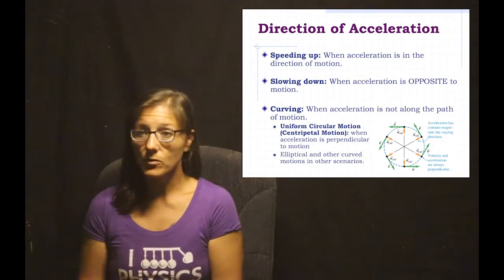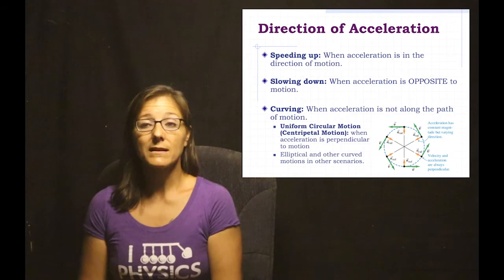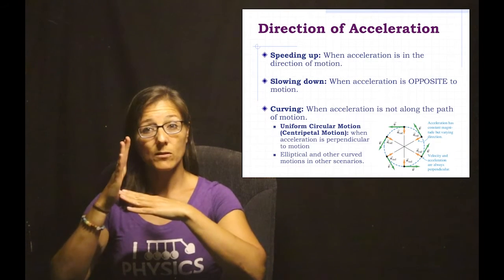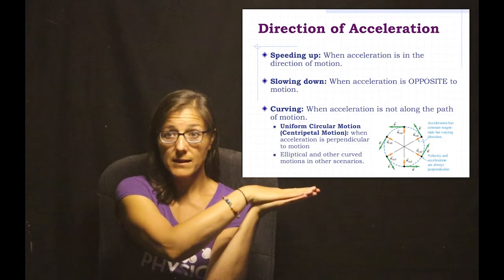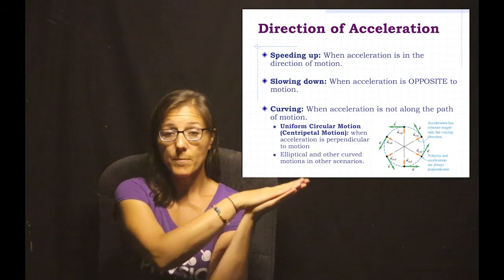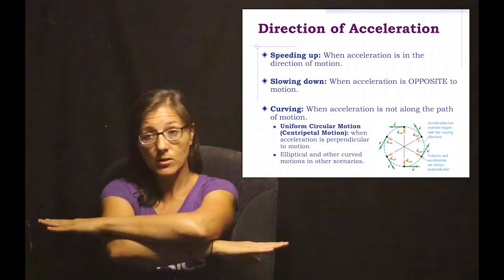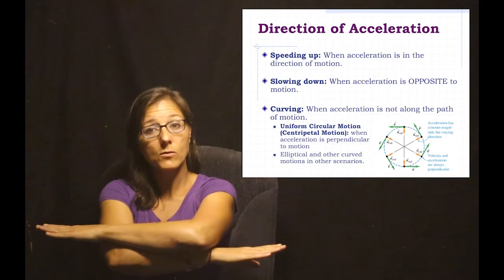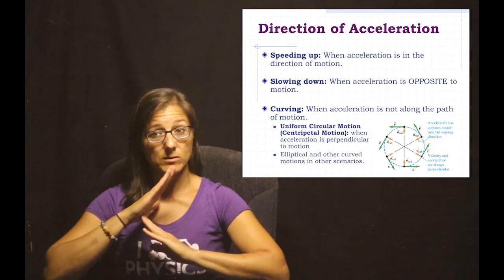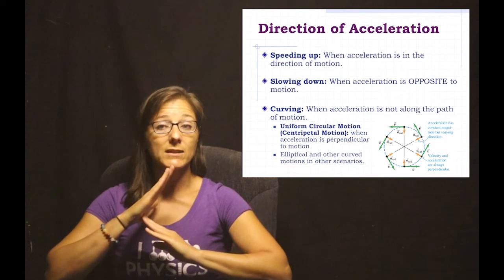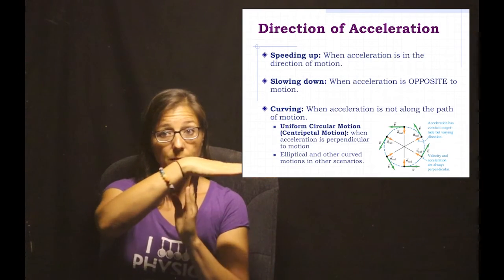But uniform circular motion is something that happens when acceleration is perpendicular to motion. So if your velocity and your acceleration are headed the same way, you'll get faster. If your velocity and your acceleration are headed opposite ways, you'll slow down. And if your velocity and your acceleration are perpendicular to one another, you will actually end up changing direction.